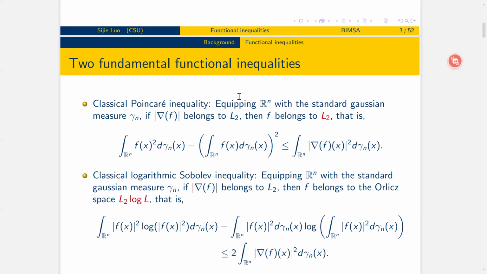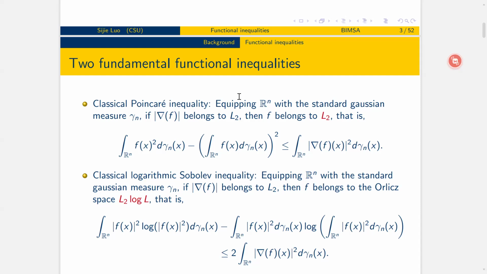But in that setting, this inequality is not sharp enough, because the log-Sobolev inequality gives us more. If the gradient of f belongs to L2, then f not only belongs to L2, it belongs to L2 log L. It is an Orlicz space, generated by convex functions like t to the power 2 and log t. The second one is the log-Sobolev inequality. These are the 2 fundamental functional inequalities in Gaussian space.